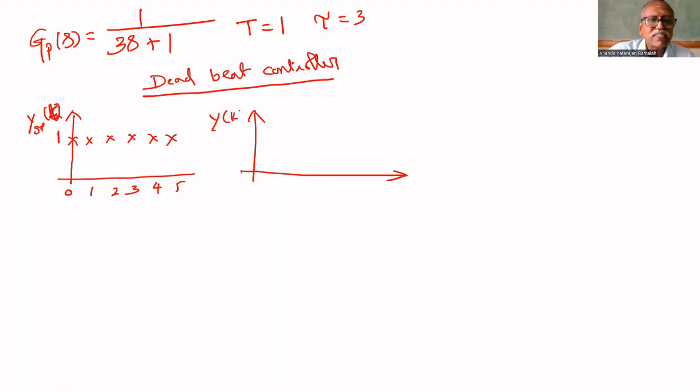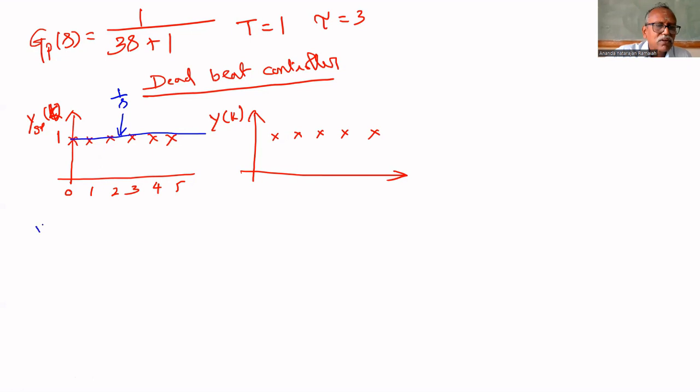Here y of k is the output. If you give a step input, what are we expecting? We are also expecting a step output, but not immediately; only after one sampling period. This is the assumption we made in designing the deadbeat controller. A step signal in S domain is 1 by s.